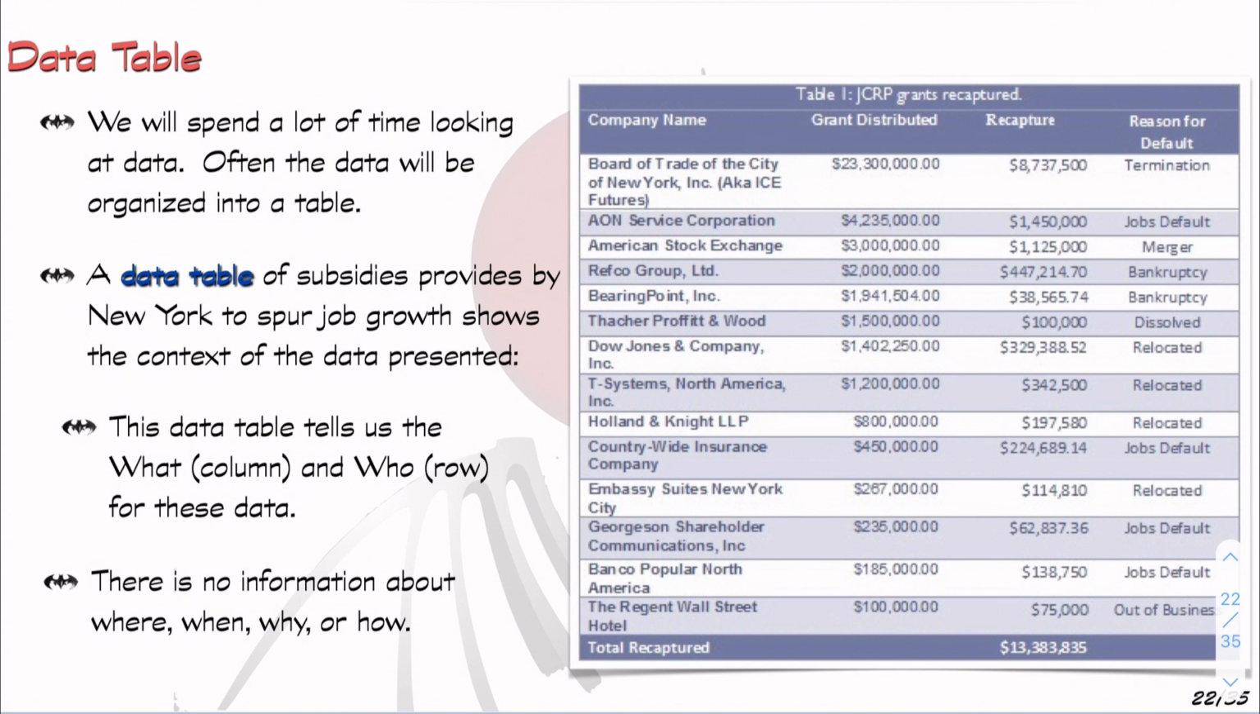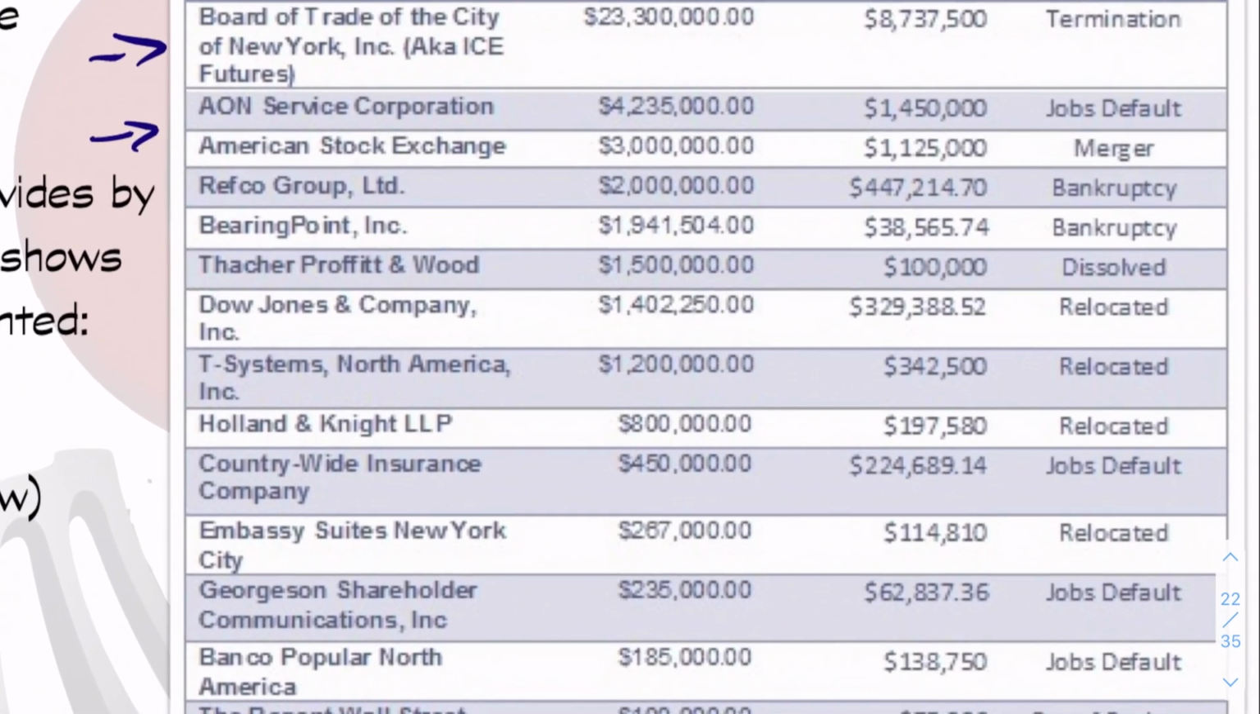The data table, if we look at this, tells us the what, which are the columns: the company name, the grant distributed, the recapture rate, if they got the money back, and the reason for default, if they didn't pay it back. And the who: each one of these rows, in this case, is the who. Unfortunately, there is no where, when, why, or how about this data.